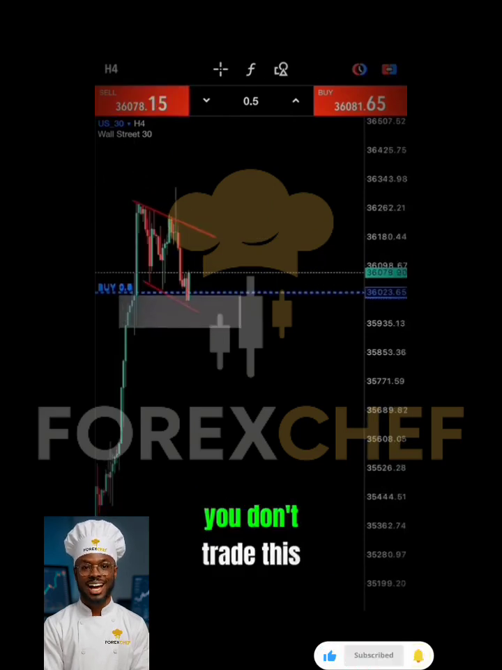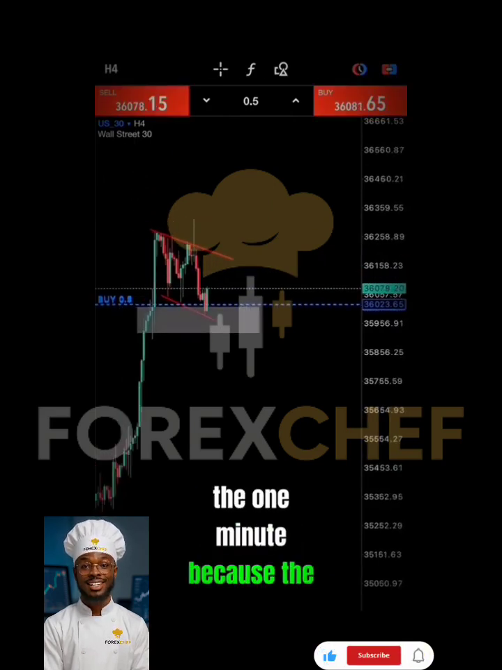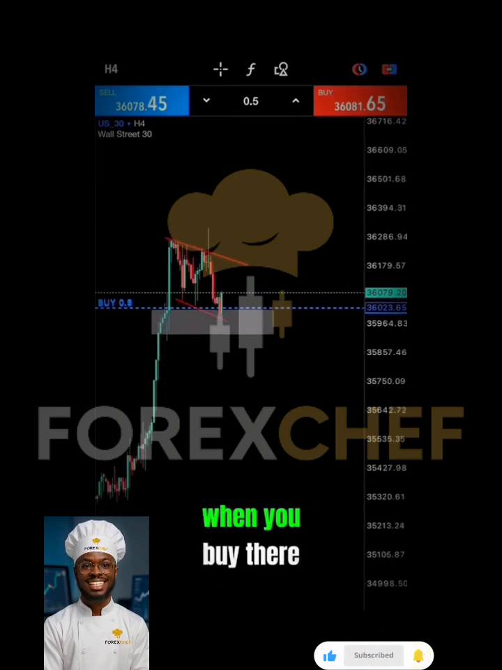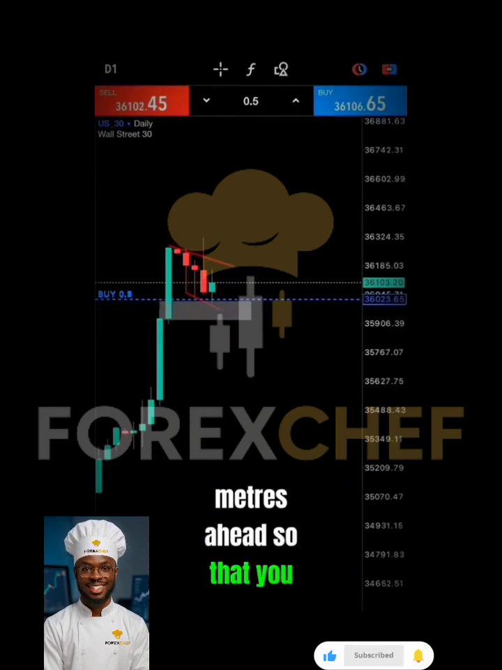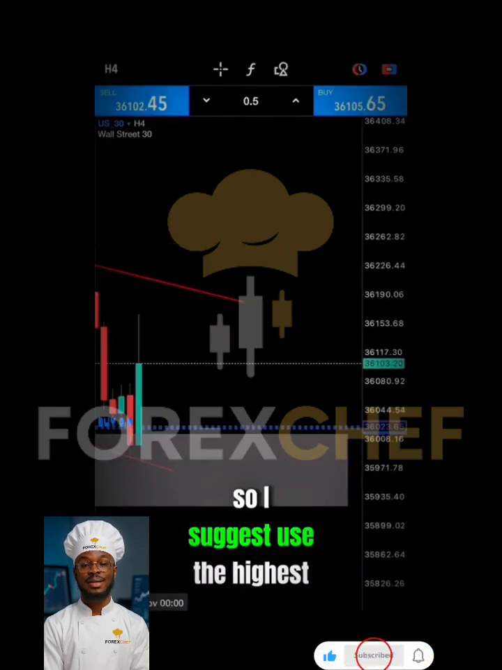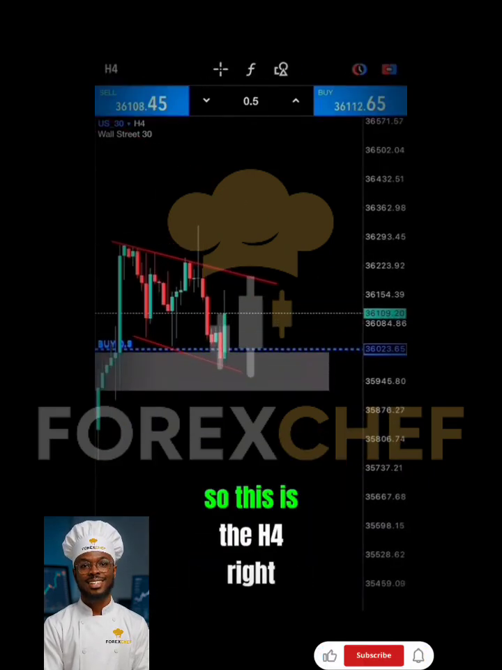In the currencies, you don't trade this on the 1 minute because the spread will kill you. When you buy there, it will throw the price a few pips ahead so that you never get profit. So I suggest you use the highest time frames possible. So this is the H4, right?